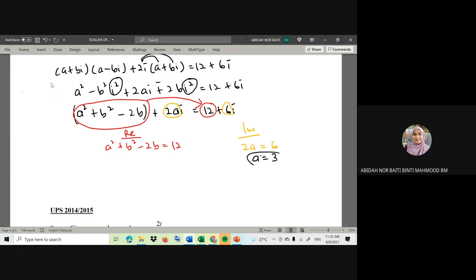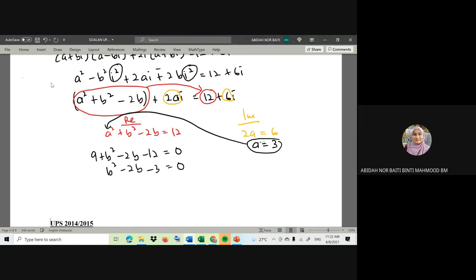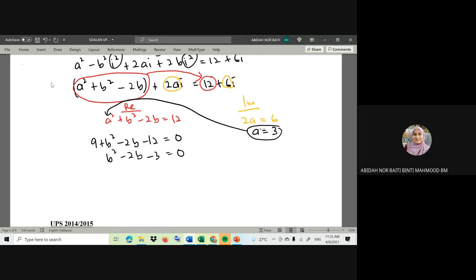Okay, and then gantilah A ni. Dekat mana? Dekat sini. Real. Kat situ. Senang je. Okay, there are 3 square is 9. Rearrange ya. Ni dapat quadratic ni tau. Plus B squared minus 2B minus 12 equal to 0. So B squared minus 2B minus 3 equal to 0. Okay, quadratic equation nampak kat situ quadratic. So kalau dapat quadratic, factorize lah. B1, B3. So siapa yang negatif?